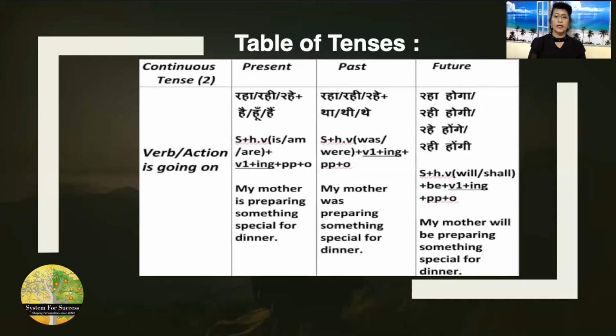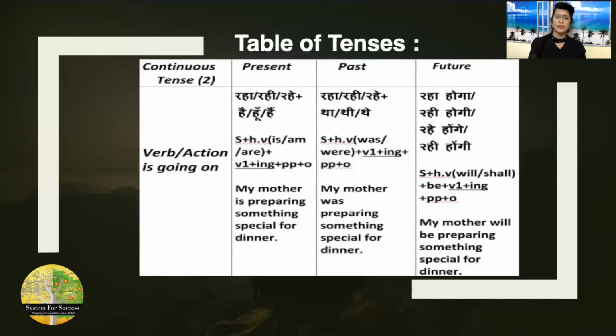Future tense, का, गे, गी, और क्योंकि कंटिन्यूअस टेंस है तो फिर रहा, रहे, रही तो आएगा ही उसके साथ में. सो द टोन विल बी इन हिंदी रहा होगा, रही होगी, रहे होंगे. इन इंग्लिश द सेंटेंस फॉर्मेशन इज subject plus helping verb. Here the helping verbs are will or shall. उसके बाद में आपने be लगाना है. तो will be, shall be plus V1 ing plus preposition plus object. Will can be used with all the subjects.